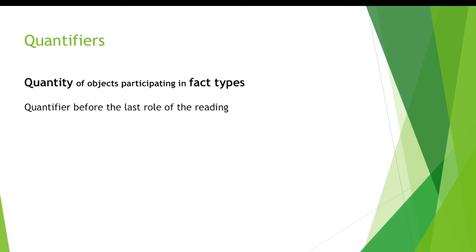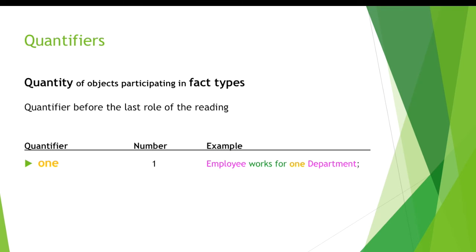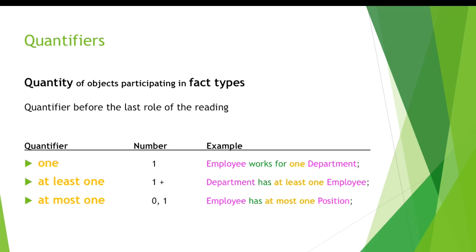Similar to an ERD, we can identify quantifiers, which define the number of objects participating in a fact type. And in fact types, the quantifier is always written before the last role of the reading, which we'll see in a second. So the quantifiers are 1, employee works for one department, at least one, department has at least one employee, at most one, which means 0, 1, and an example is employee has at most one position, and many, employee is assigned to project.